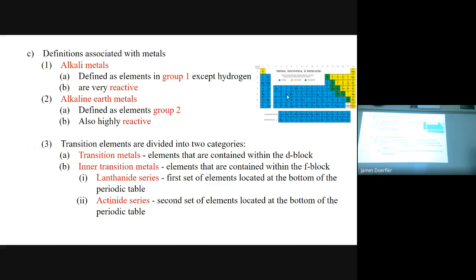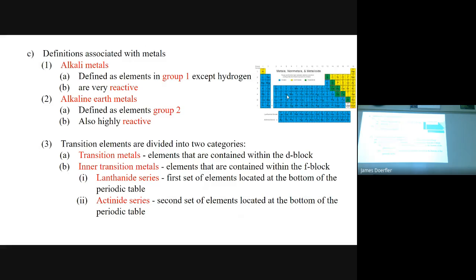Then we have the transition elements that are divided into two categories. You have the transition metals that are contained within the D block. Okay, right here in the pond we kind of hopped over a few times. And then we have the inner transition metals that are contained within the F block. You have the lanthanide series and the actinide series.